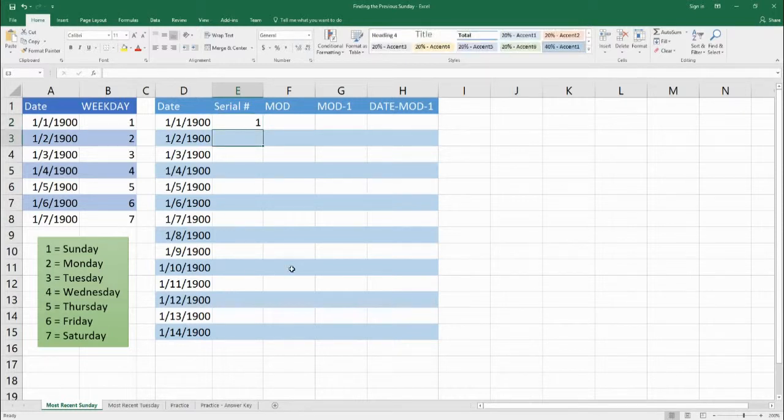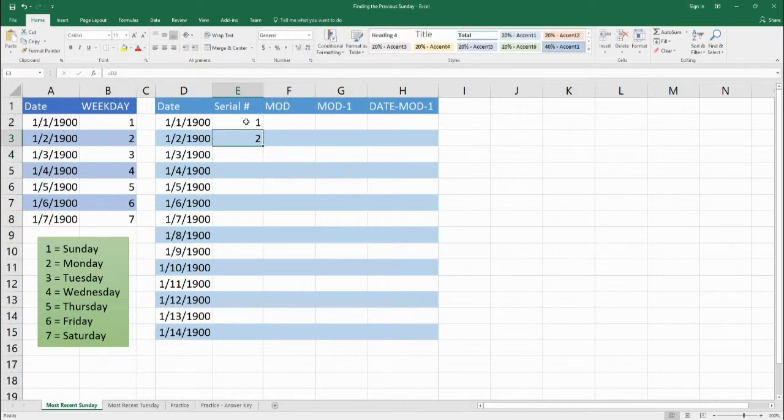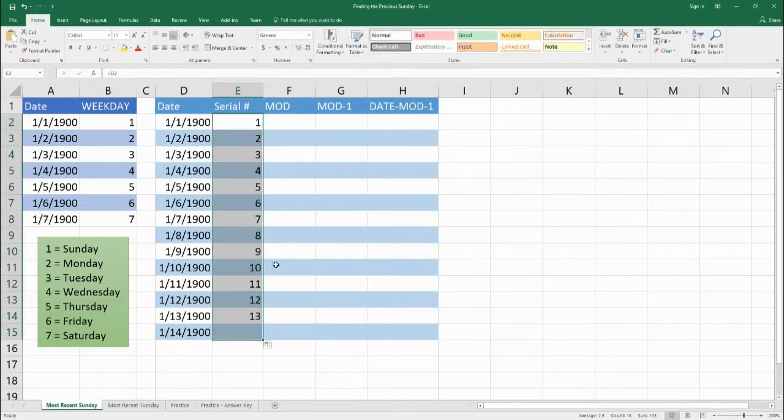Okay, so again, in cell E3, set it equal to D3. Right now it gives me the same date, but I'm going to switch it over to the General number, and it gives me the 2. Number 2 represents January 2nd, 1900. So we drag this down, and we can see that these 14 days have the serial numbers 1 through 14.